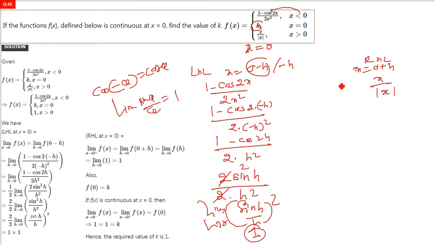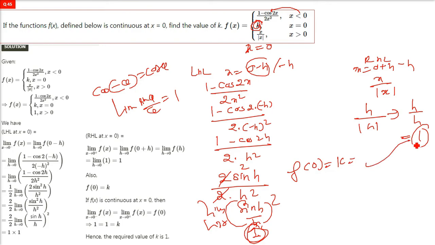Coming to the right hand side, x by mod x. Since it is 0 plus h, you can write h. So it is h by modulus of h, which is going to be 1. So left hand side and right hand side are 1 and 1. And we have to equate it to the value of the function at x equal to 0, which is already given in the question as k. So f(0) is k. So k is 1 from the left hand side and right hand side. So k is 1 in either case. What is the answer? k is equal to 1.